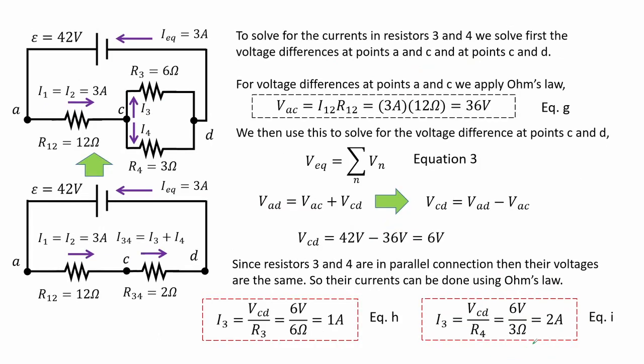To solve for the currents in resistors 3 and 4, we first solve the voltage differences at points A and C and at points C and D. For the voltage difference at points A and C, we apply Ohm's law and we get that it is 36 volts. We then use this value to solve for the voltage difference at points C and D and we get that it is 6 volts. Since resistors 3 and 4 are in parallel connection, their voltages are the same, so their currents can be found using Ohm's law. We see that the current at resistor 3 is 1 ampere, shown in equation H, and the current at resistor 4 is 2 amperes, shown in equation I.